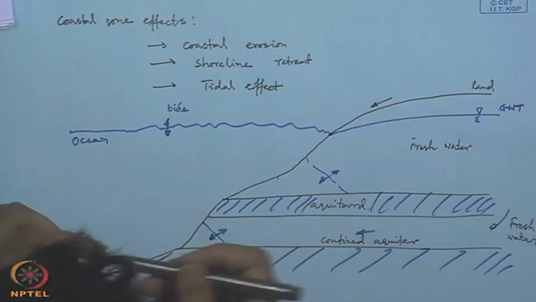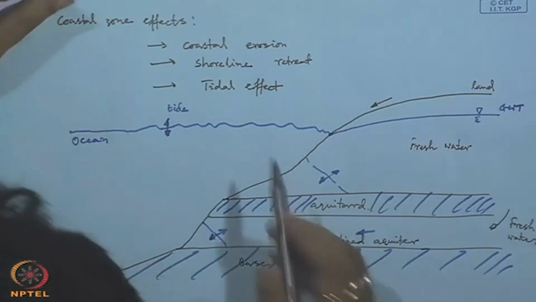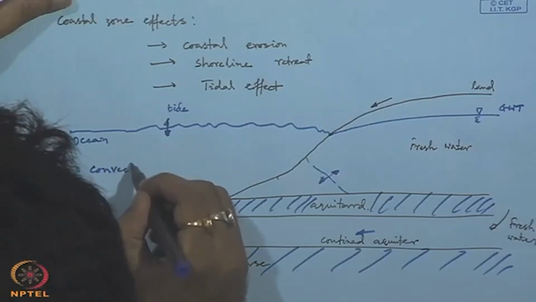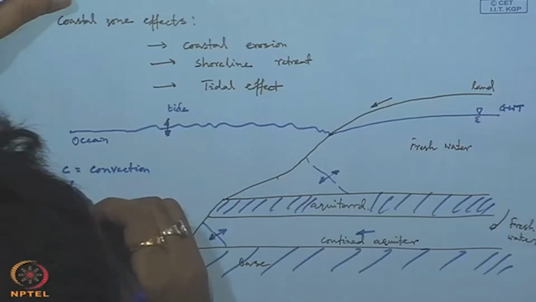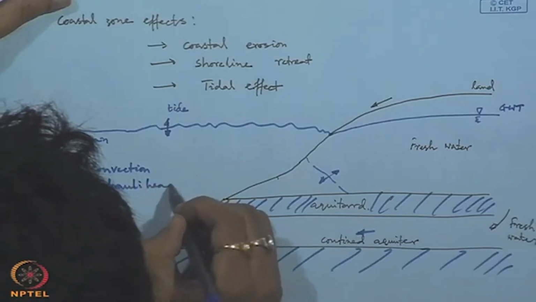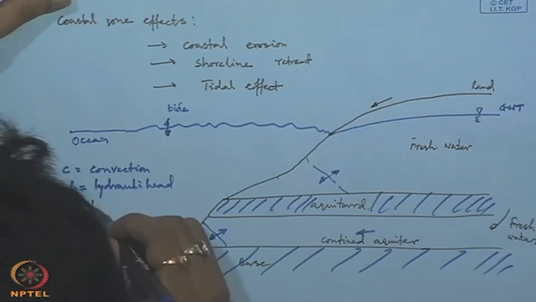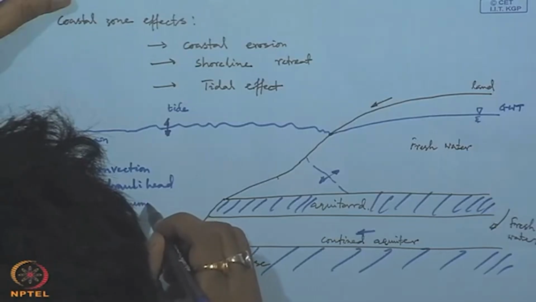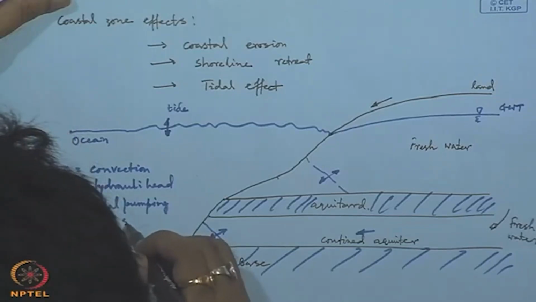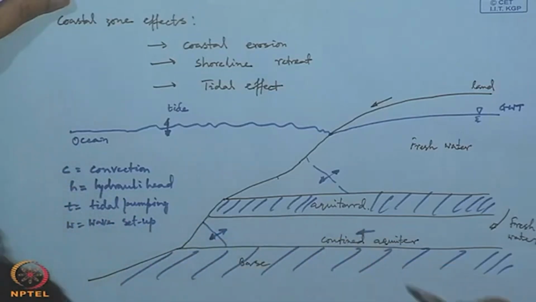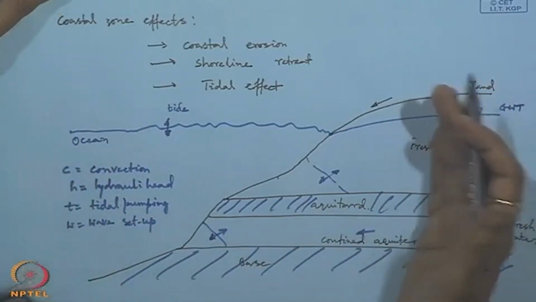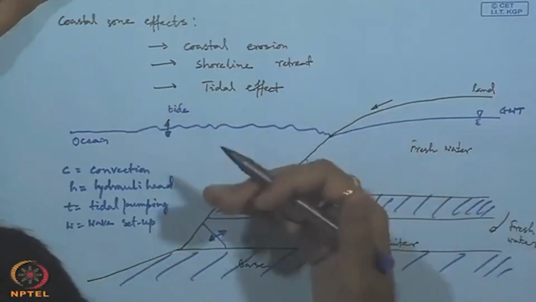So, what are the other things we have? If we denote C as convection, H as hydraulic head, T as tidal pumping and W as wave setup, then we can show that there will be discharge from the fresh water towards the sea due to these four components.